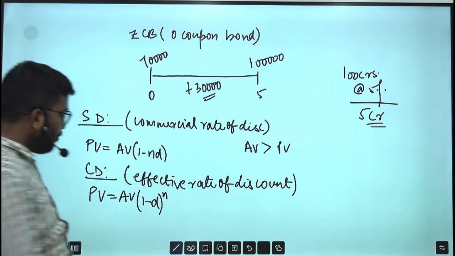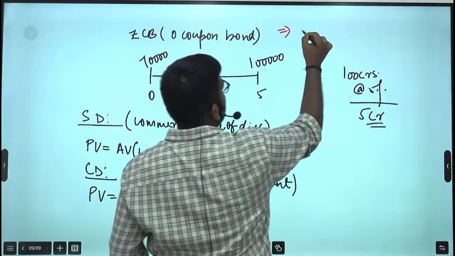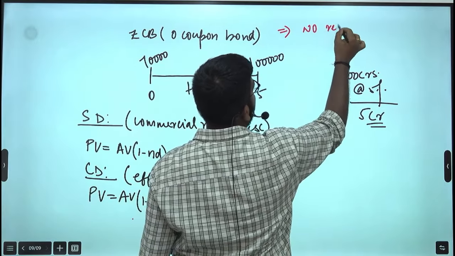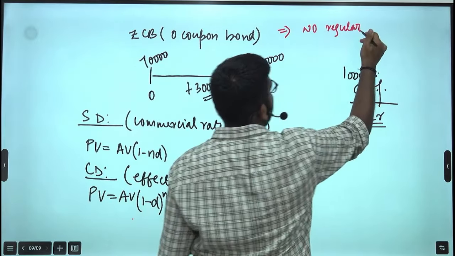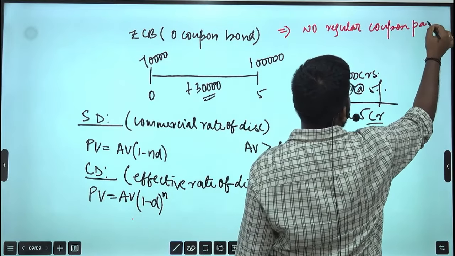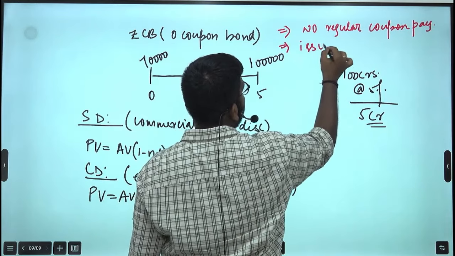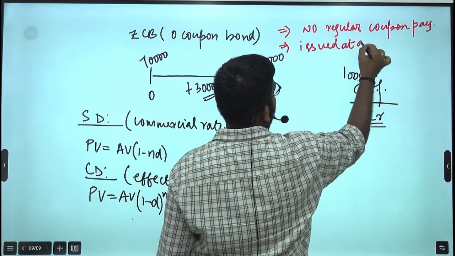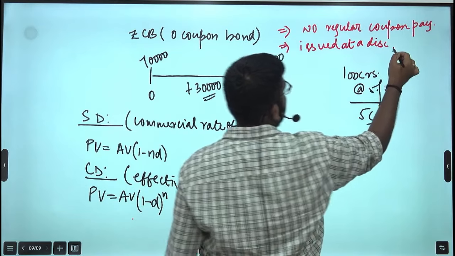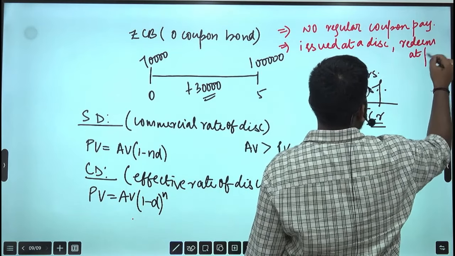What is a zero coupon bond? No regular coupon payments. Issued at a discount, redeemed at par. Girls know better about discount.